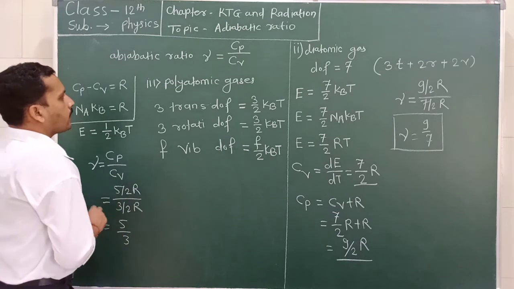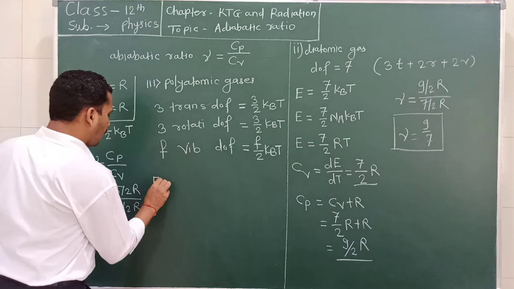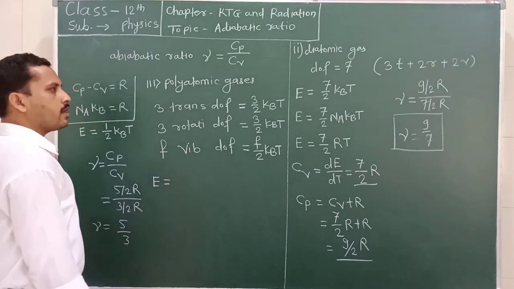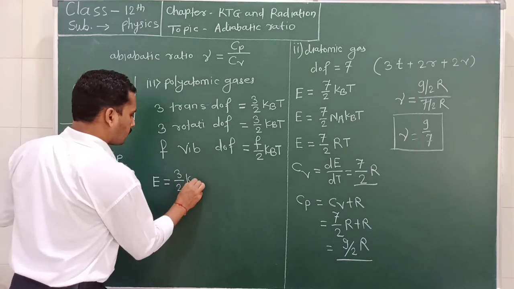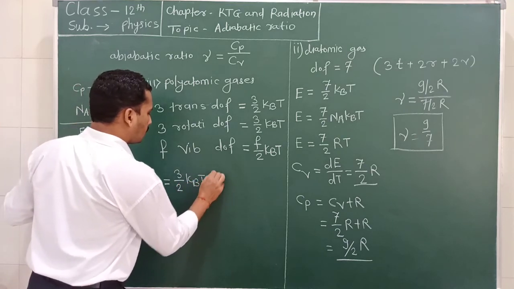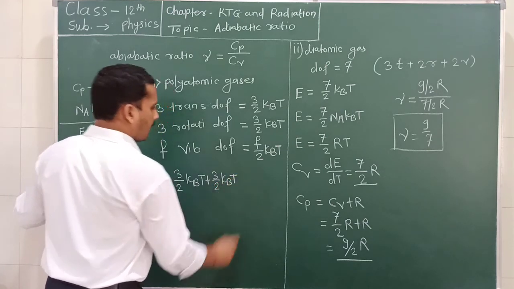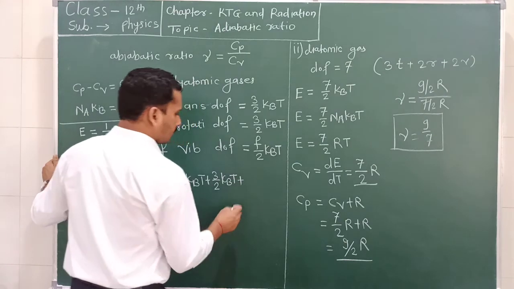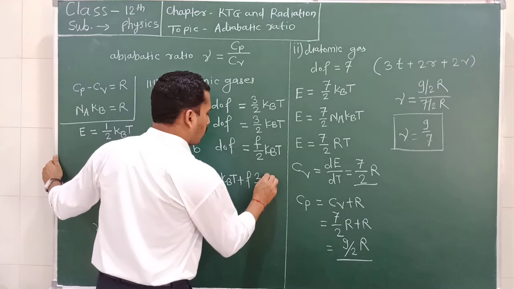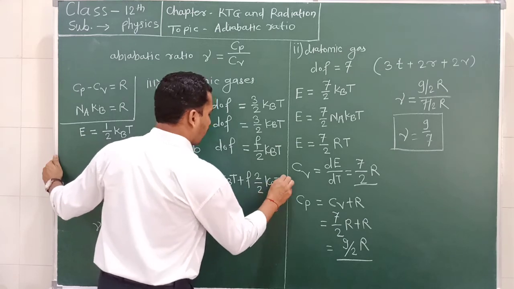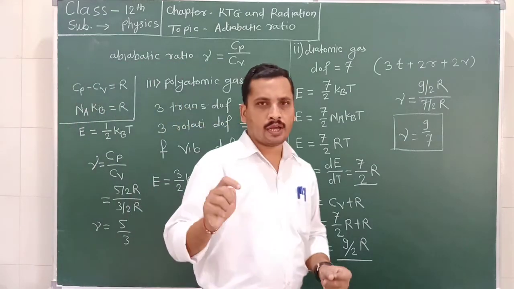So in the case of polyatomic gases, we can write here the total internal energy E is equal to 3 by 2 kBT plus 3 by 2 kBT plus F into 2 by 2 kBT. Now, this is the energy for a single molecule.